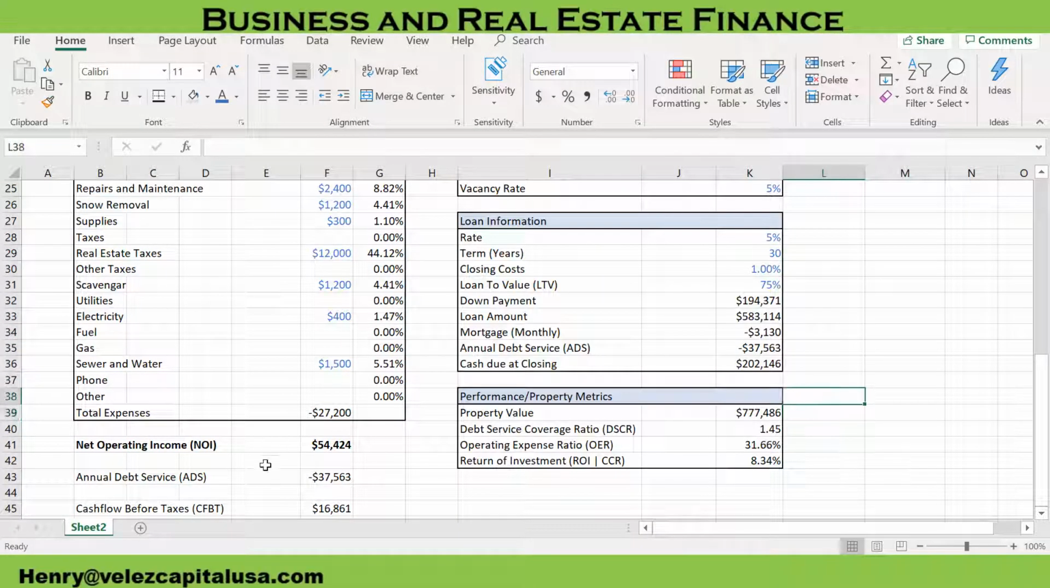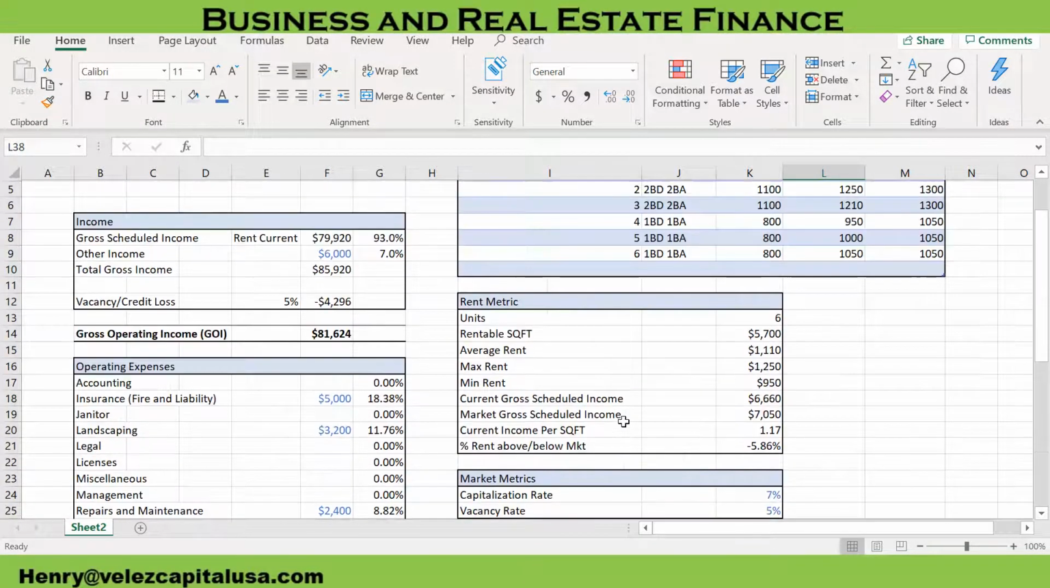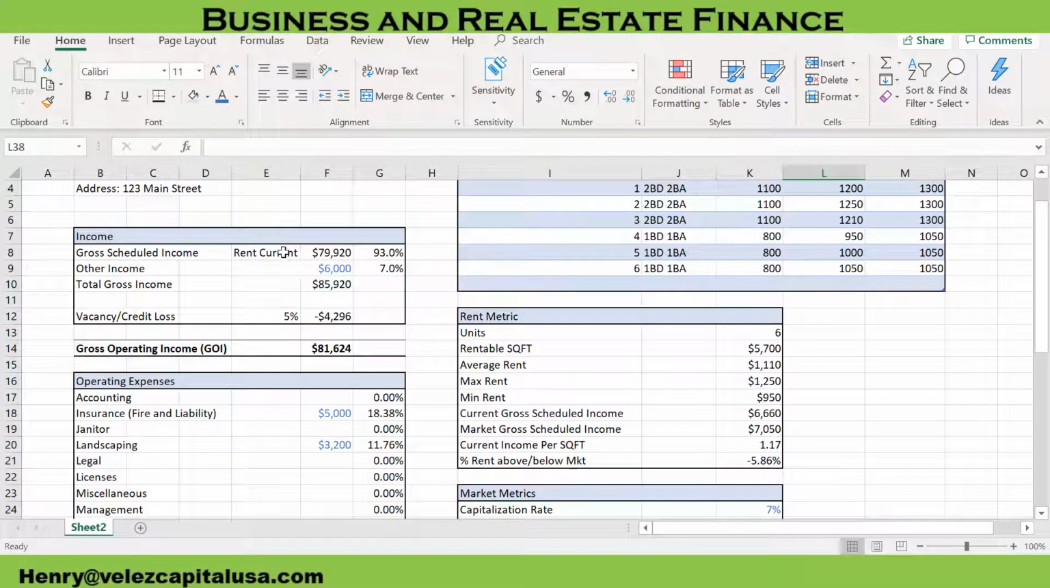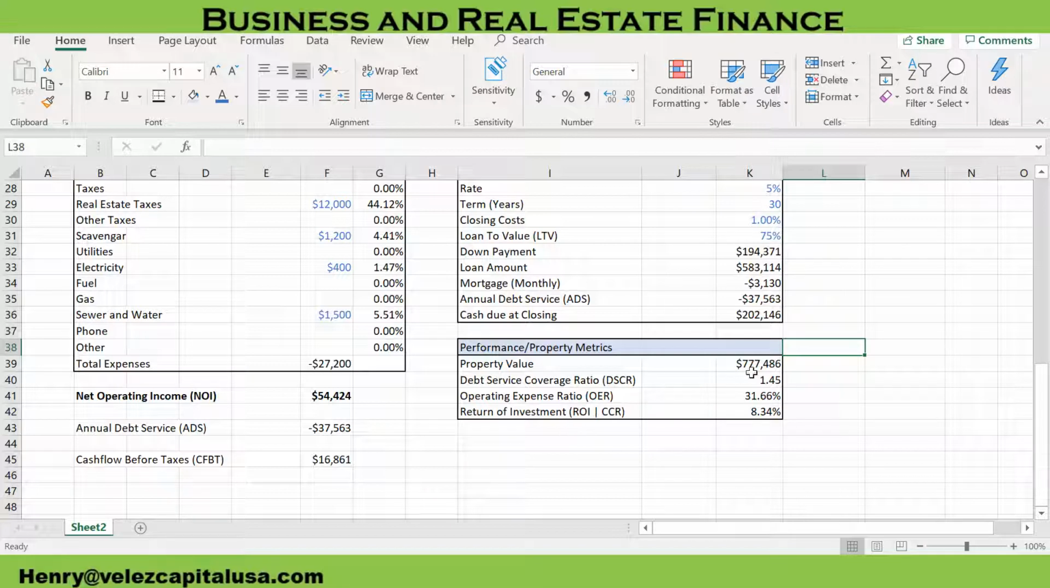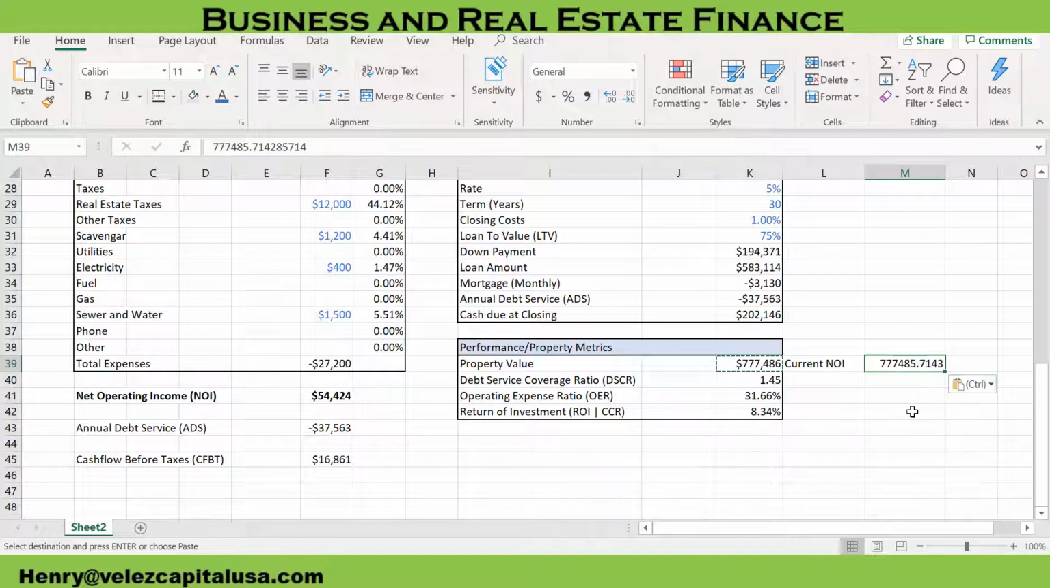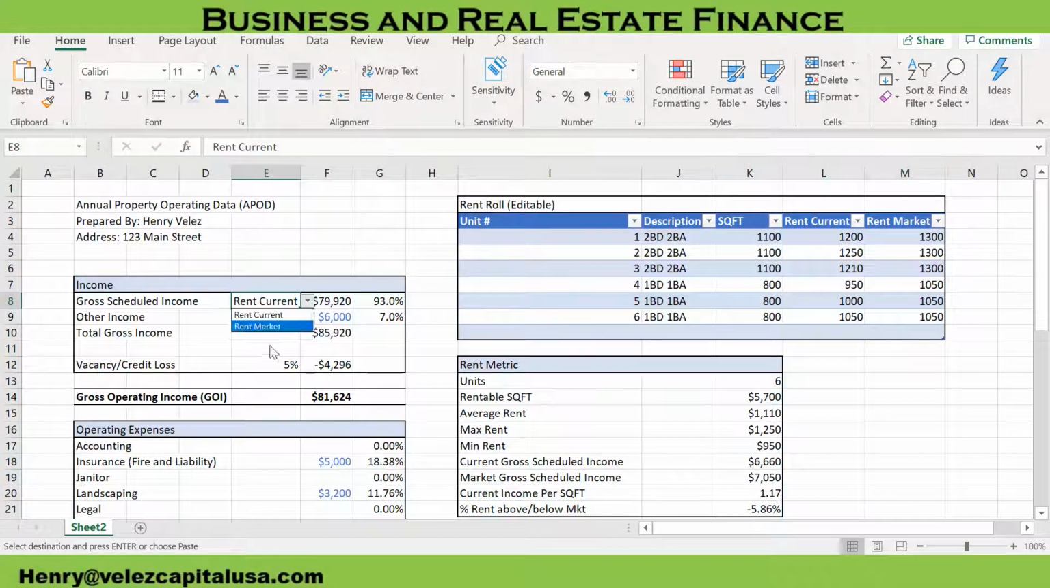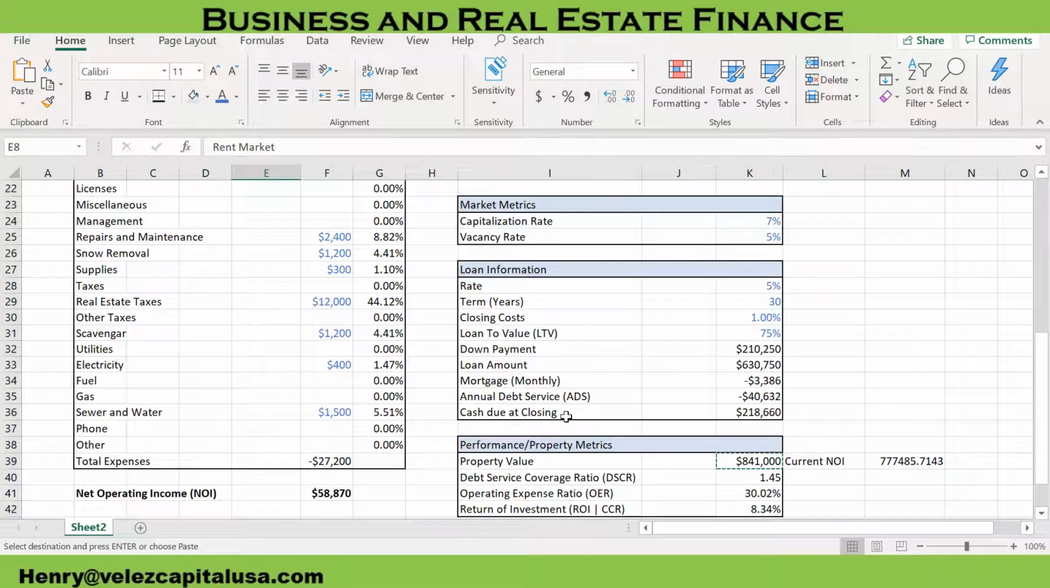So with this, we can run some scenario analysis. Let's see what modifying the net operating income does to the value of the property, and that would be by bringing the rents up to market. I'll show you how that affects the property value. So right now, it's valued at this current NOI at $777,000. With the toggle, we bring it up to market rents, and everything's changing. Everything's dynamic.